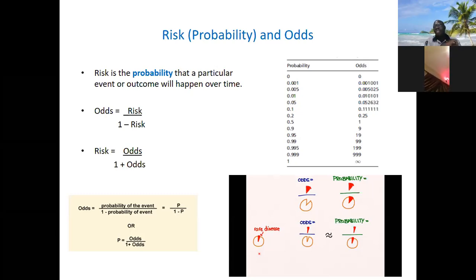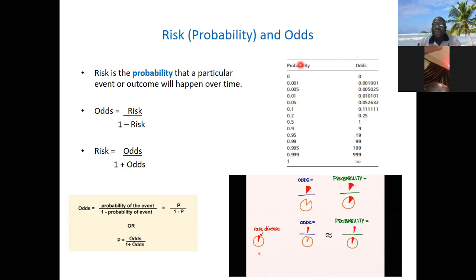Then if you change the subject of the formula, you will see that risk is also odds over 1 plus odds. Can you see? Odds is risk over 1 minus risk. The risk is odds over 1 plus odds. This you will see if you look at the table on the right side. The table just depicts the relationship between both of them. You get to know why those people that usually bet on football games use odds. You're going to see the reason they use odds more than risk.